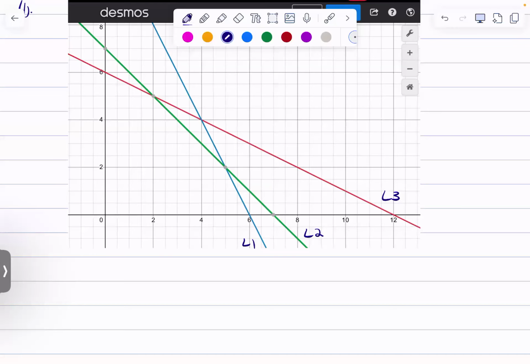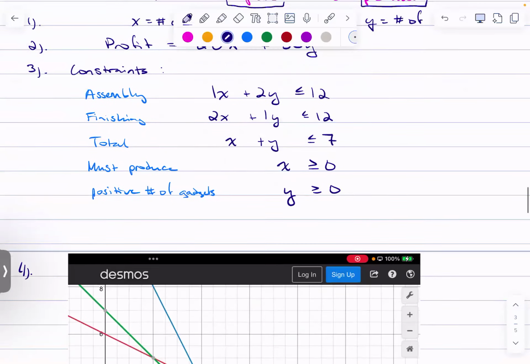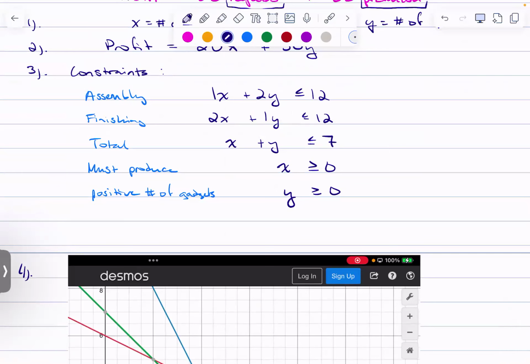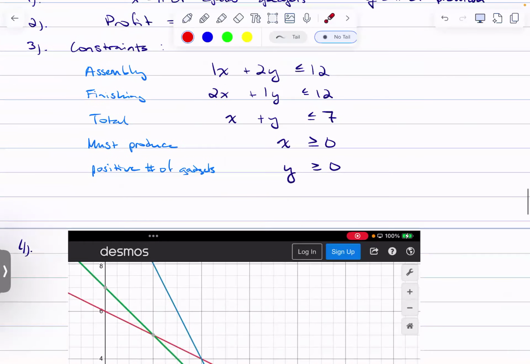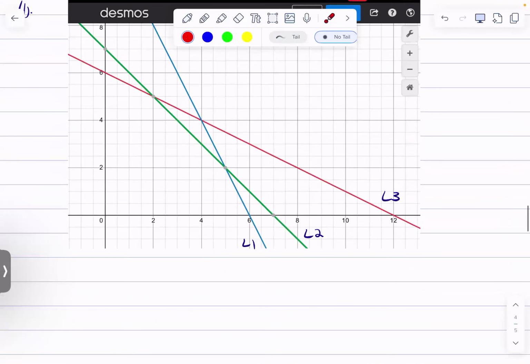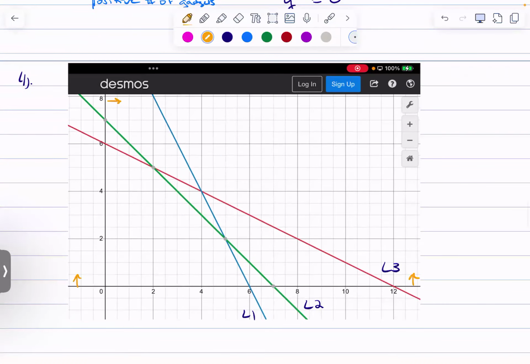And so you've got your constraints. Should we deal with x greater than 0, y greater than 0? I already kind of did in my crop here. I need to be above this line, and I need to be to the right of this line.